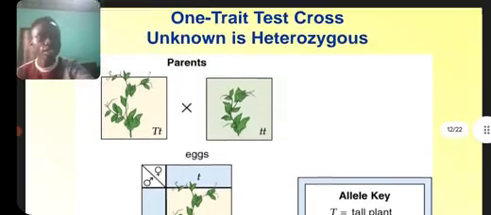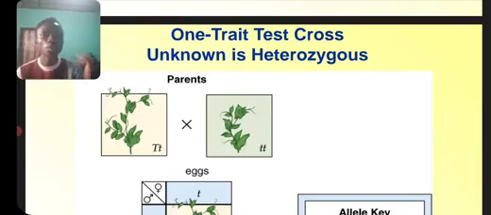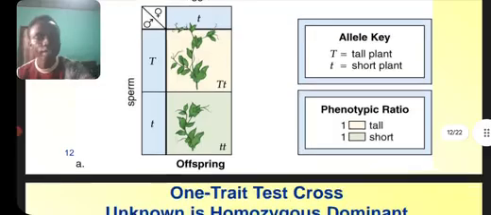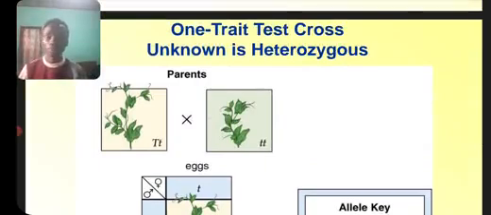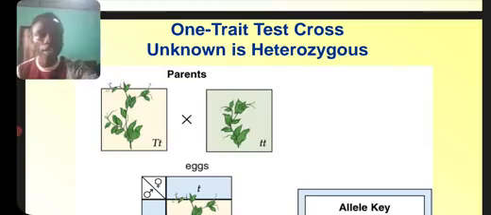So remember, if you want to test this, you can only do it if you cross that unknown dominant phenotype with a known homozygous recessive phenotype. You get what I'm saying? So you take that tall plant you want to figure out, and you cross it with a very short plant, and that is the only way you can figure this out. If you get that 1:1 ratio, it means that dominant individual, that tall plant, has a genotype which is heterozygous.